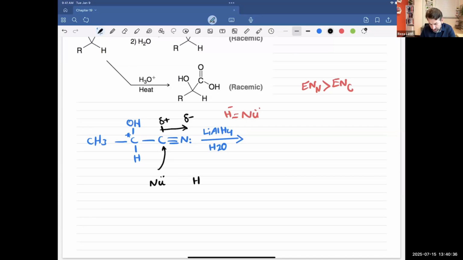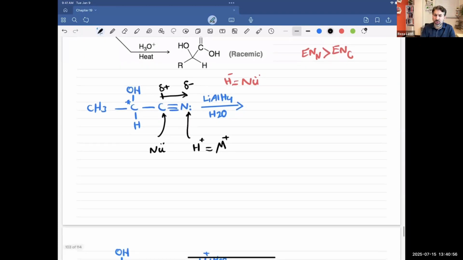But if you have H plus or anything with a positive charge, say this one is M with a positive charge, in that case, they will find the lone pair. So the nucleophile will go after carbon, while the electrophile will go after nitrogen because it has the lone pair on it. In this case, we are adding H minus, and H minus will be the nucleophile, and it's going to go after carbon.